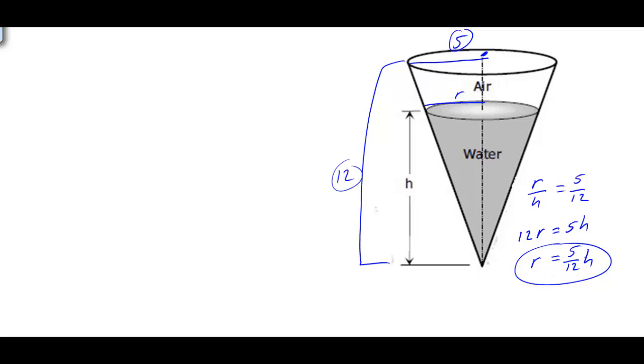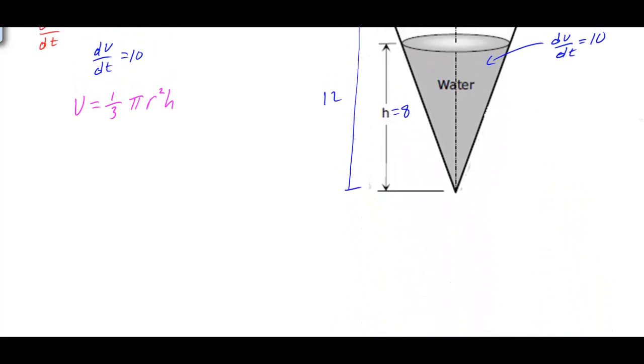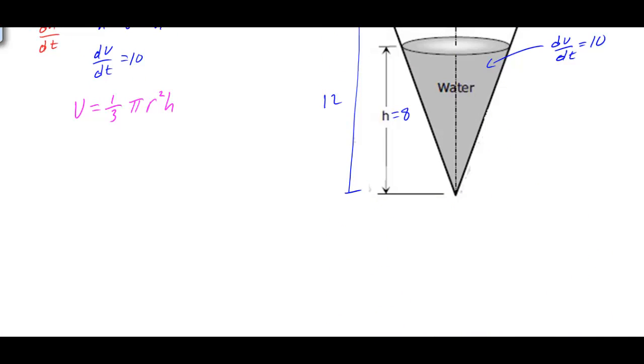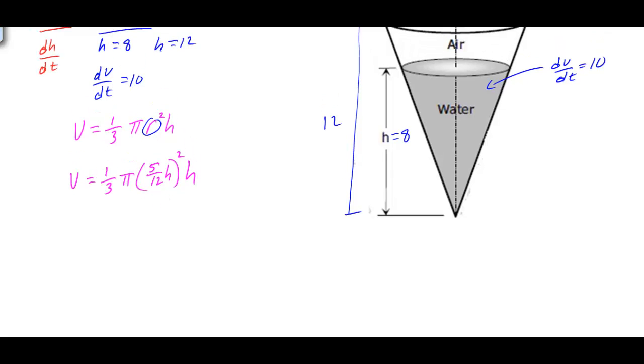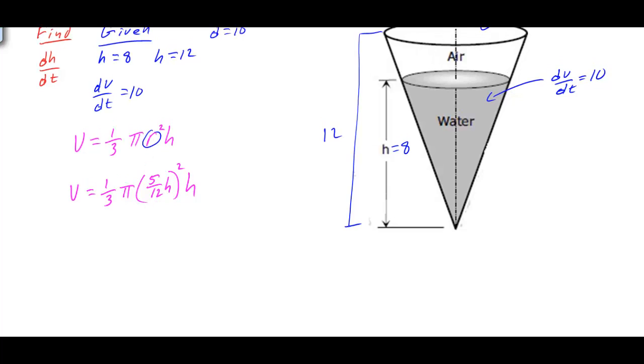So if we substitute in the 5/12 H up here in place of the radius, we would have volume is equal to 1/3 pi times the 5/12 H, and we have to remember to square that, times the height. So now the advantage of doing this is we eliminate the variable R, so now we just have the volume in terms of the height.